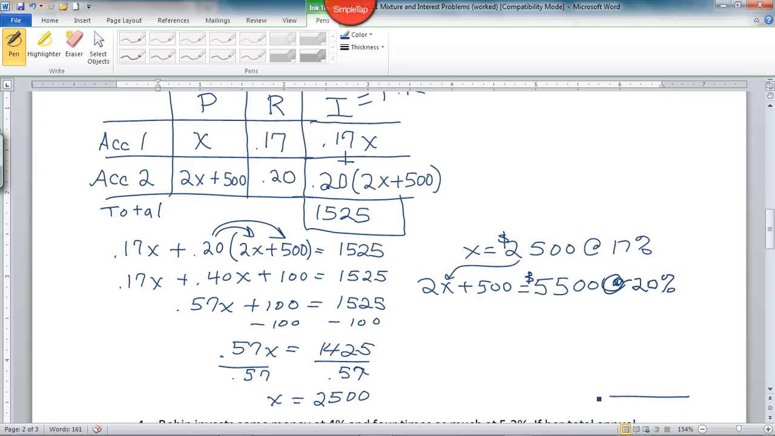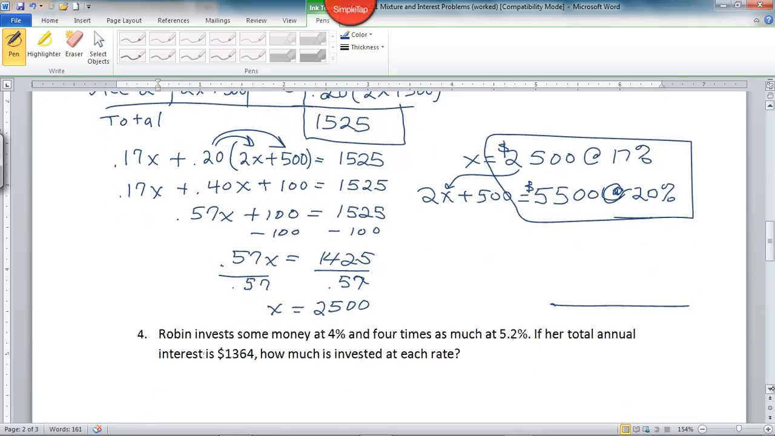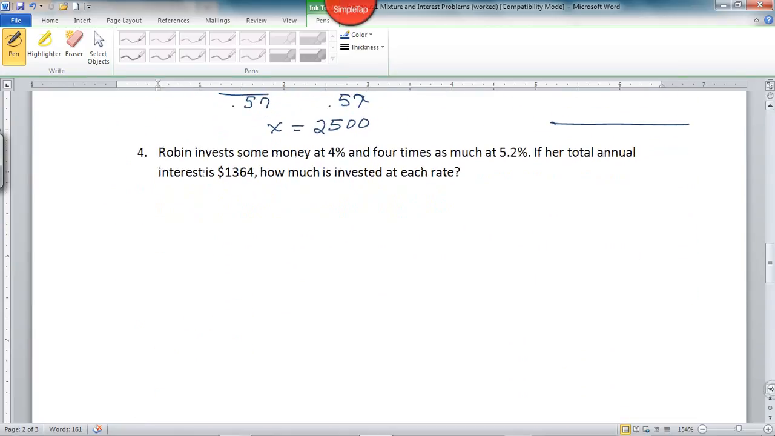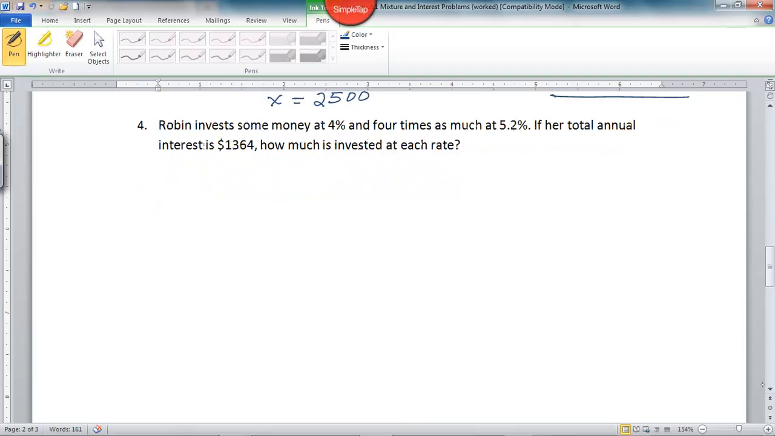So our two amounts are 25 and 5500. All right? A couple more of these, I think, what I've got planned. Number 4 here.